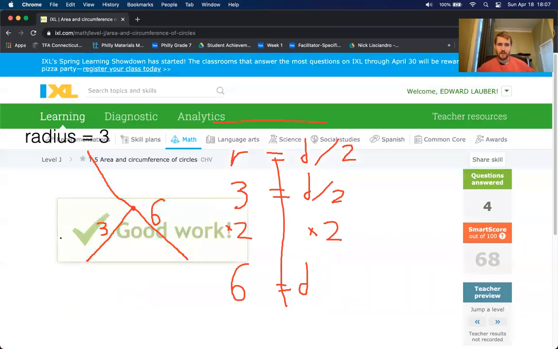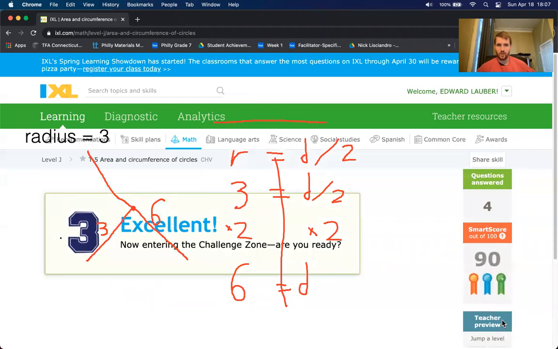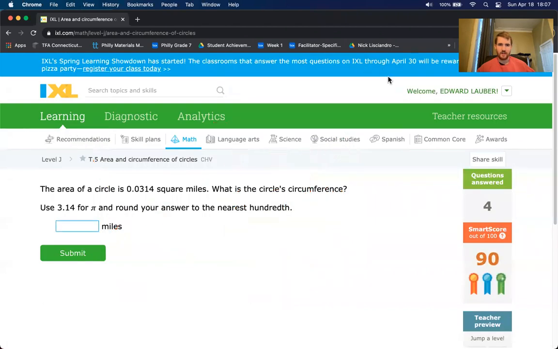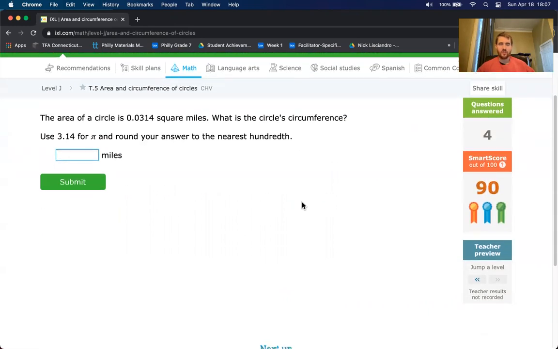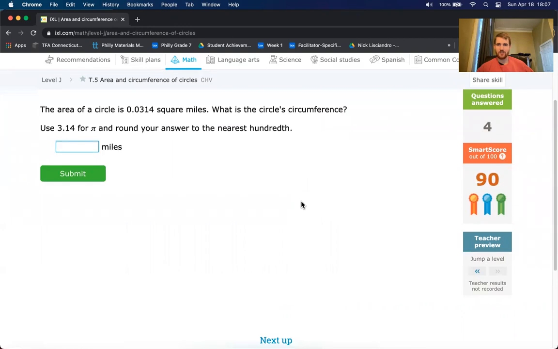6, submit. Good work. You know what, let's do one more in the challenge zone. Sorry, I'm doing so many examples. Oh, this does not look fun. This is telling us the area of a circle is 0.0314 square miles. What is the circle's circumference? Yeah. So this is a challenging one. And I'll go over this in the next video.